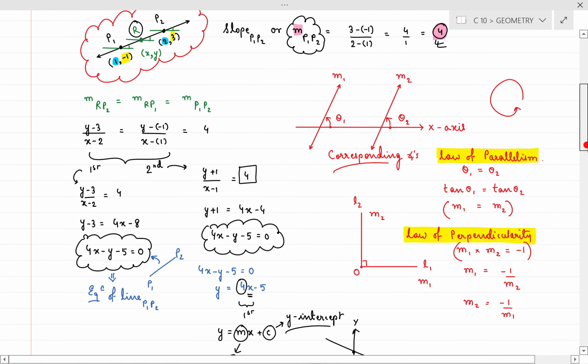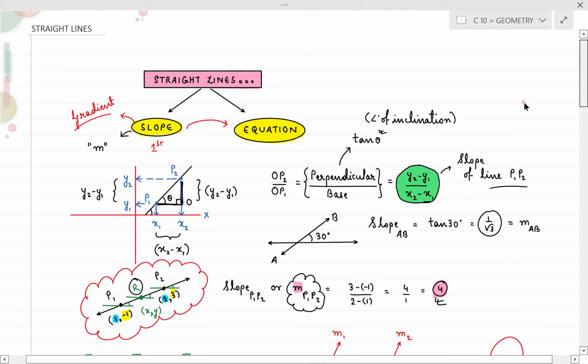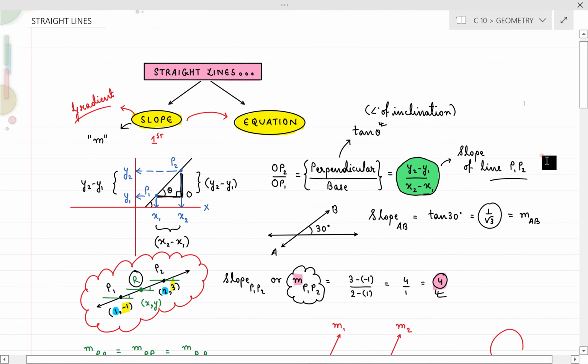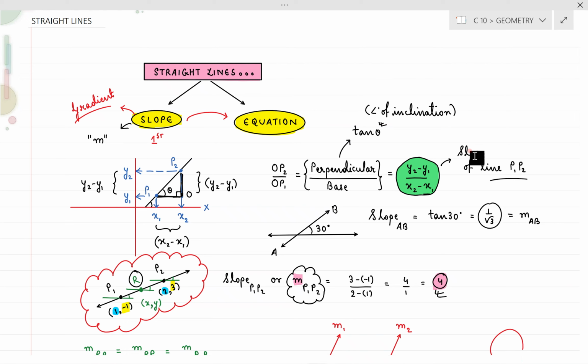Everything has been correlated in the same example. So I have explained all the basic concepts of straight lines required to understand standard 11 concepts. If your concept of slope and finding out equation is not clear, then you won't be able to understand the basics of standard 11 as well.